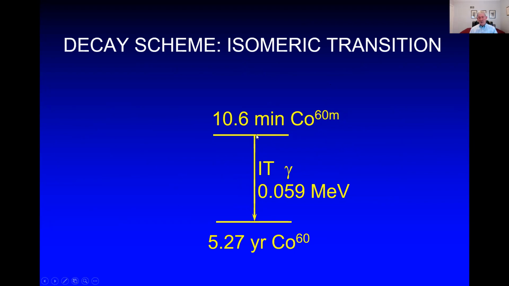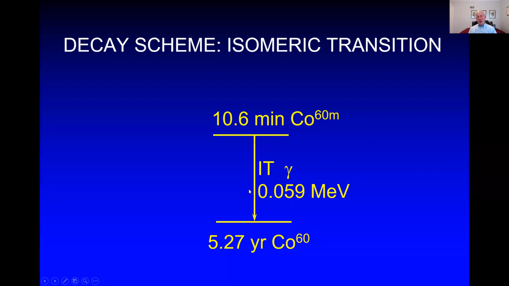And if you wait 10 half-lives, which is 106 minutes, let's say 2 hours, this is gone. And essentially 99.9% is this. And this is cobalt-60, a 5-year cobalt-60 that has been used for decades in radiation therapy departments to perform radiation therapy on cancer patients. Just recently, they converted to X-ray generators, but historically it was always cobalt-60.